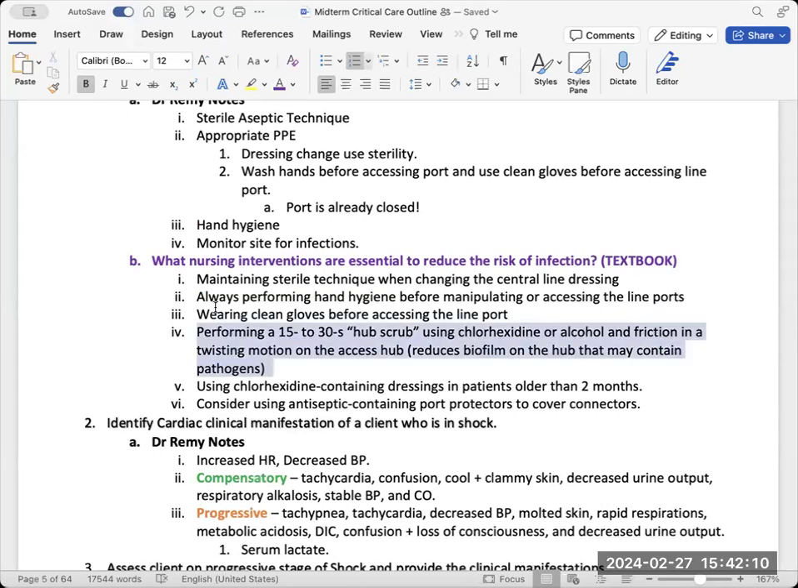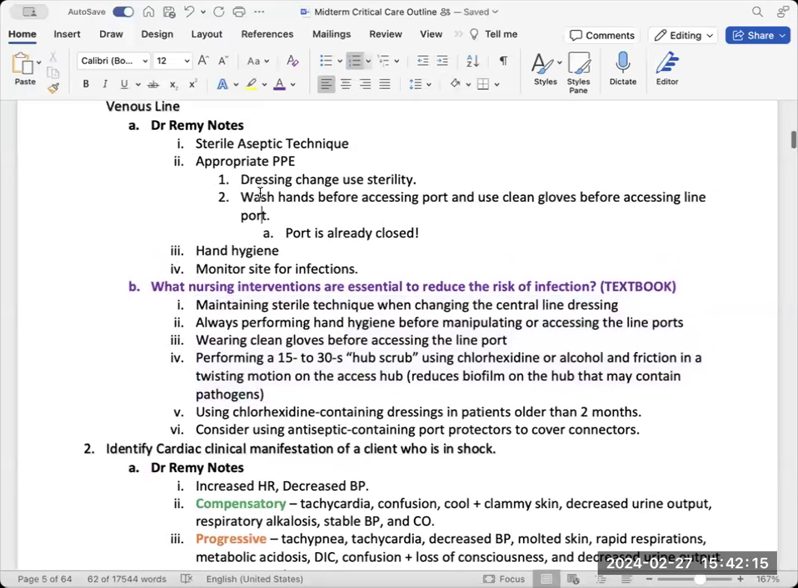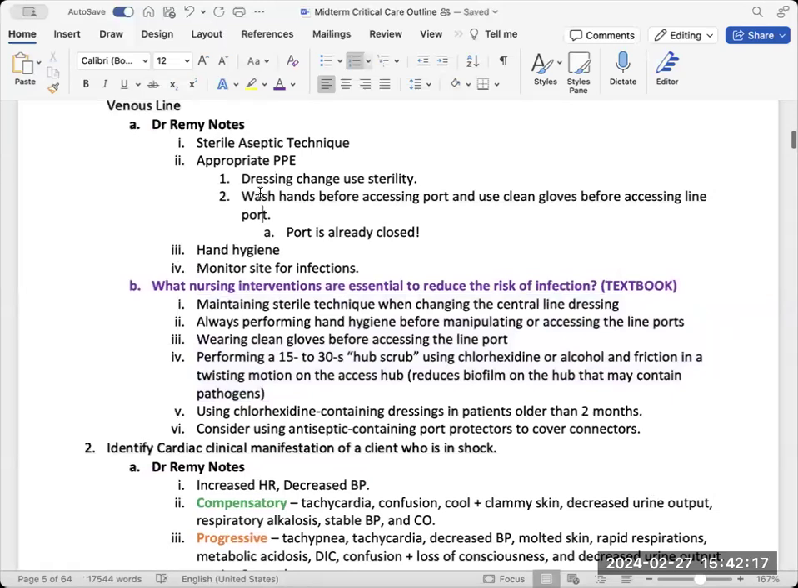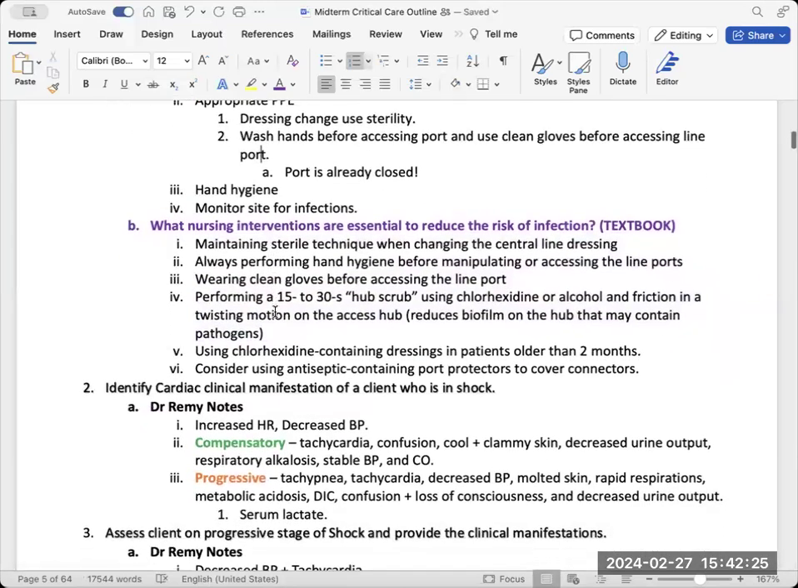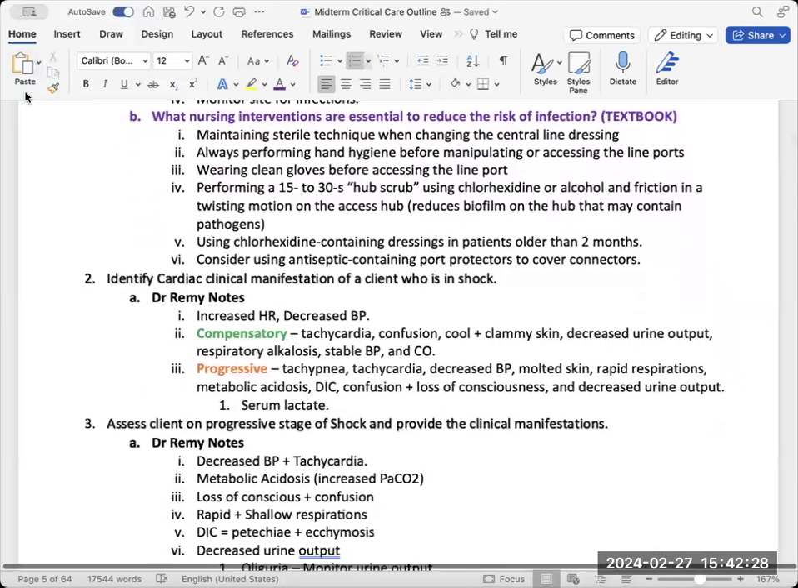But I would say this is primarily what we're looking out for, right? And that's what Dr. Remy said. Sterile technique when we're doing dressing changes, clean when we're going to access the port, make sure we wash our hands, and monitor the site for infections. Does anybody have anything else to add?